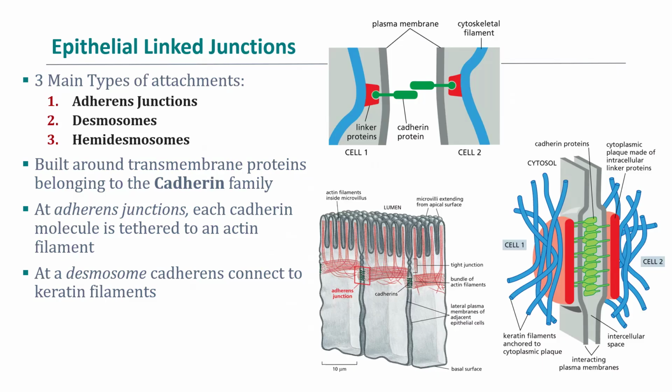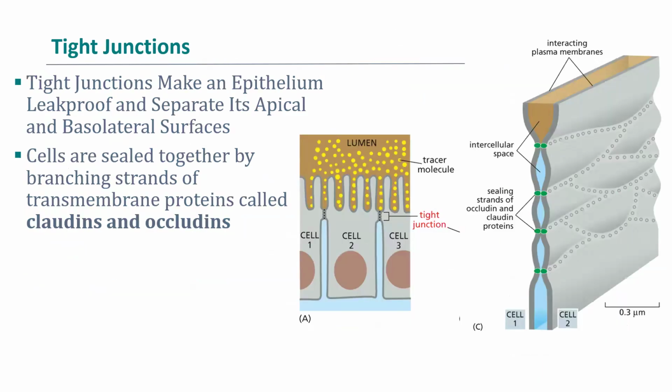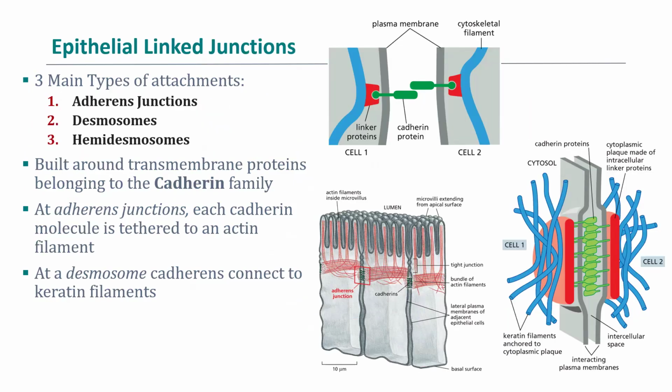We just talked about our tight junctions being made from occludins and claudins. These three main types of junctions are made mainly from cadherins, right? These are the protein family that make up our adherens junctions, desmosomes, and hemidesmosomes. At our adherens junctions, each cadherin molecule is going to be tethered internally to an actin filament, versus at a desmosome, the cadherin, right, that crosses across and is part of the hearty handshake, is going to be connecting to a keratin filament.